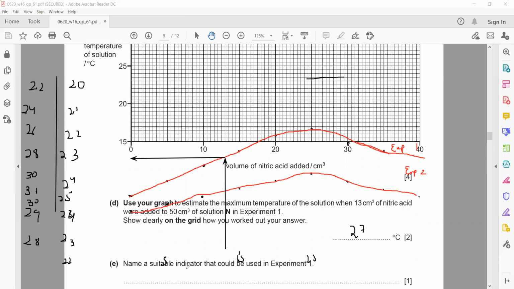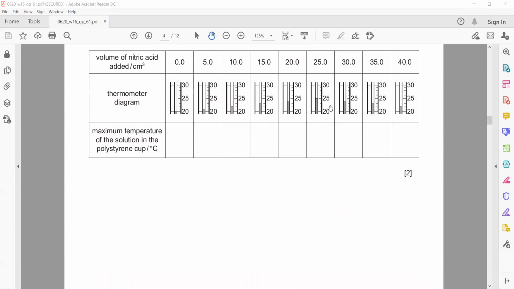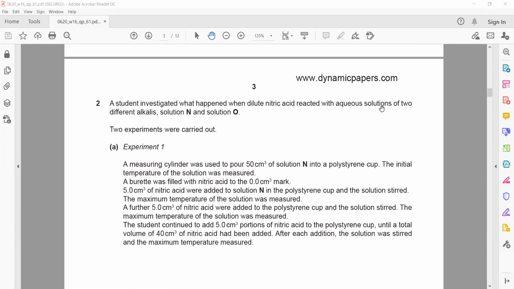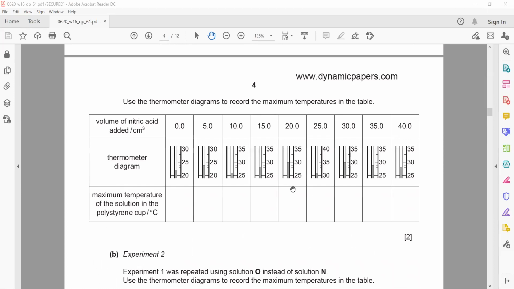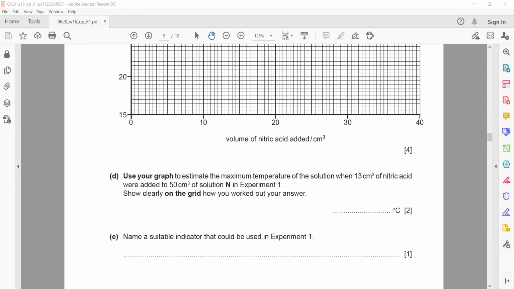The next part, name a suitable indicator that could be used in experiment 1. We are reacting acid because in the beginning, as you check the reactants here, a nitric acid is there, which is added to a solution of alkali. So what indicator can be used for this purpose? A suitable indicator you can mention. So methyl orange you can mention, phenolphthalein you can mention, litmus.